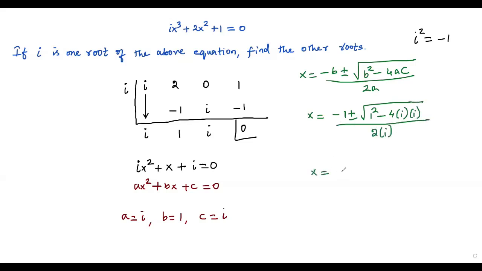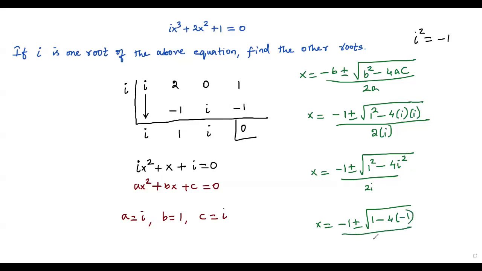So then we get x equals -1 plus or minus square root of 1 square - 4 times. When I multiply i and i, we are getting i square, over 2i. So x equals negative 1 plus or minus square root of 1 square, which is just 1, minus 4 times the value of i square, which is negative 1, over 2i. Okay, so now let me continue on the next page.